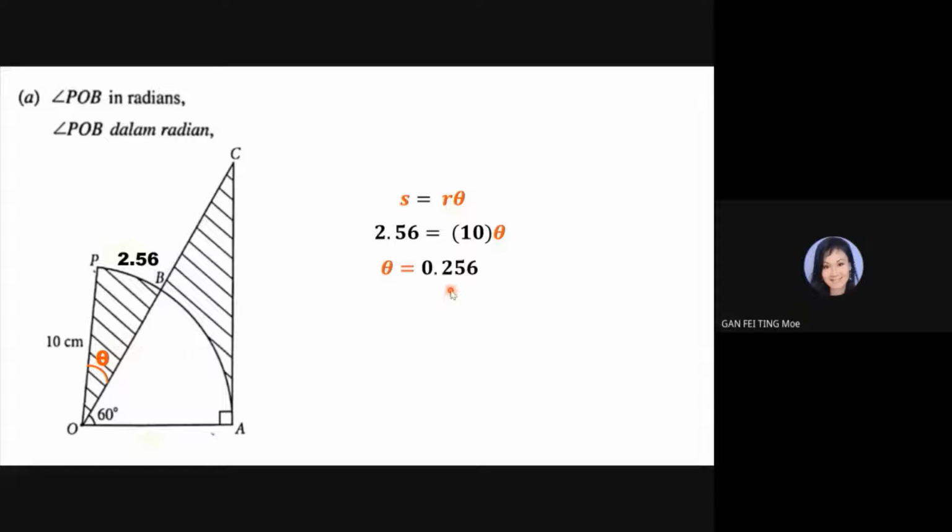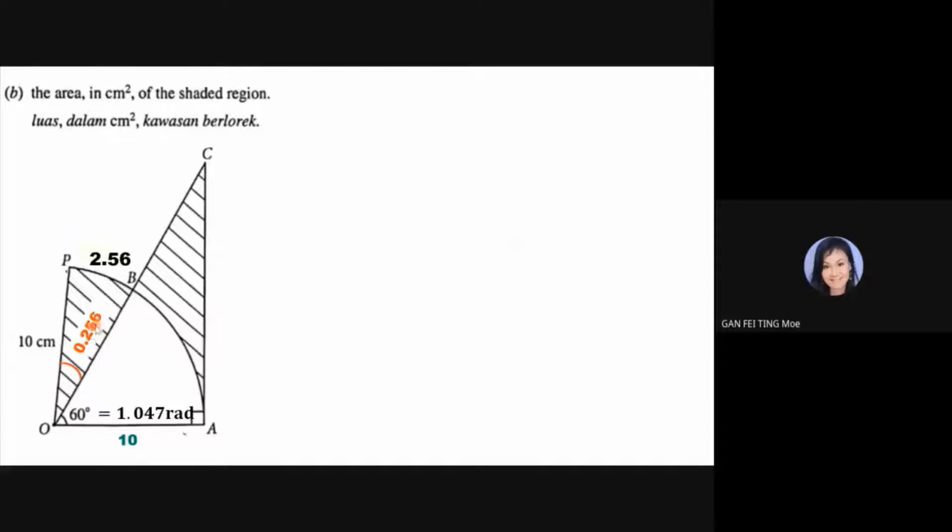Now you have got your 2 marks. 1 mark for substituting the right value into the right formula. The second mark is for the answer. Good, 2 marks. And then please make sure that you place the value in the diagram for you to see. Okay, now we go to the second one.